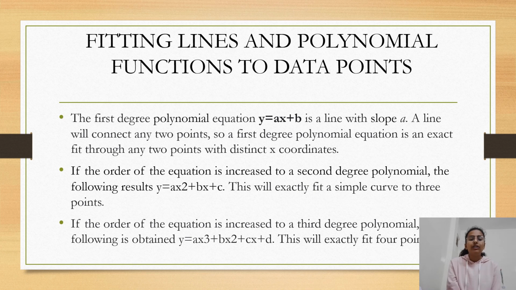If the order of the equation is increased to a second degree polynomial, the following result is y equals ax square plus bx plus c. This is the second degree of the polynomial. This will exactly fit a simple curve to 3 points. If the order of the equation is increased to a third degree polynomial, the following is obtained: y equals ax cube plus bx square plus cx plus d. This will exactly fit 4 points of the third degree polynomial.